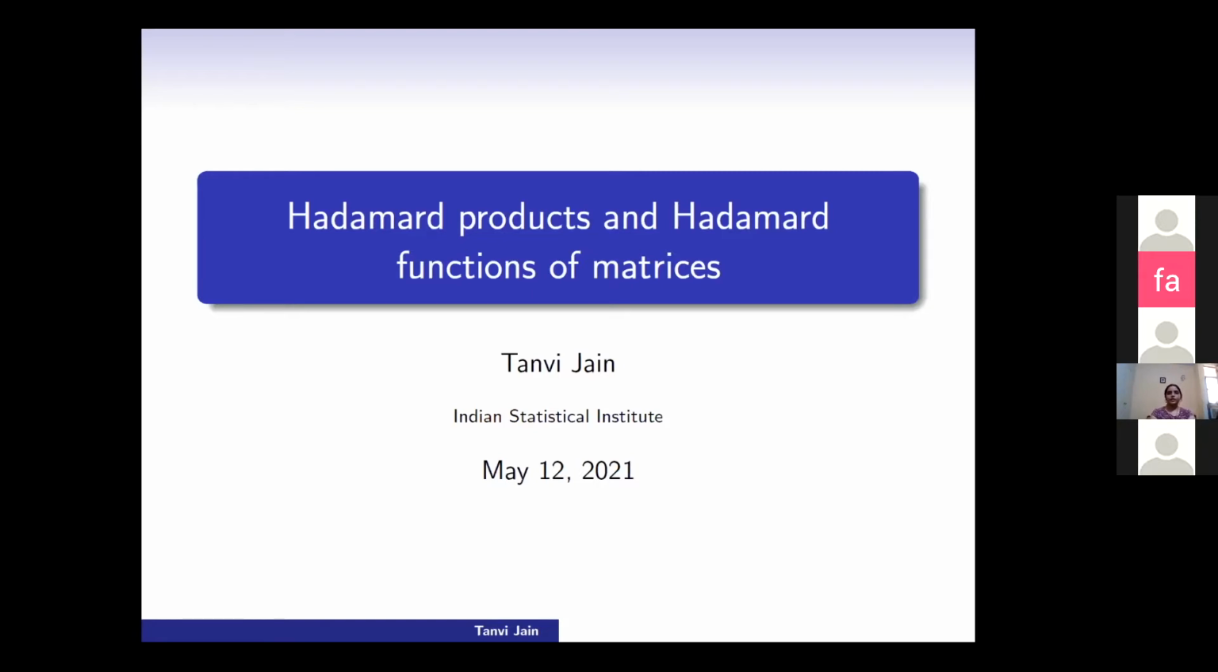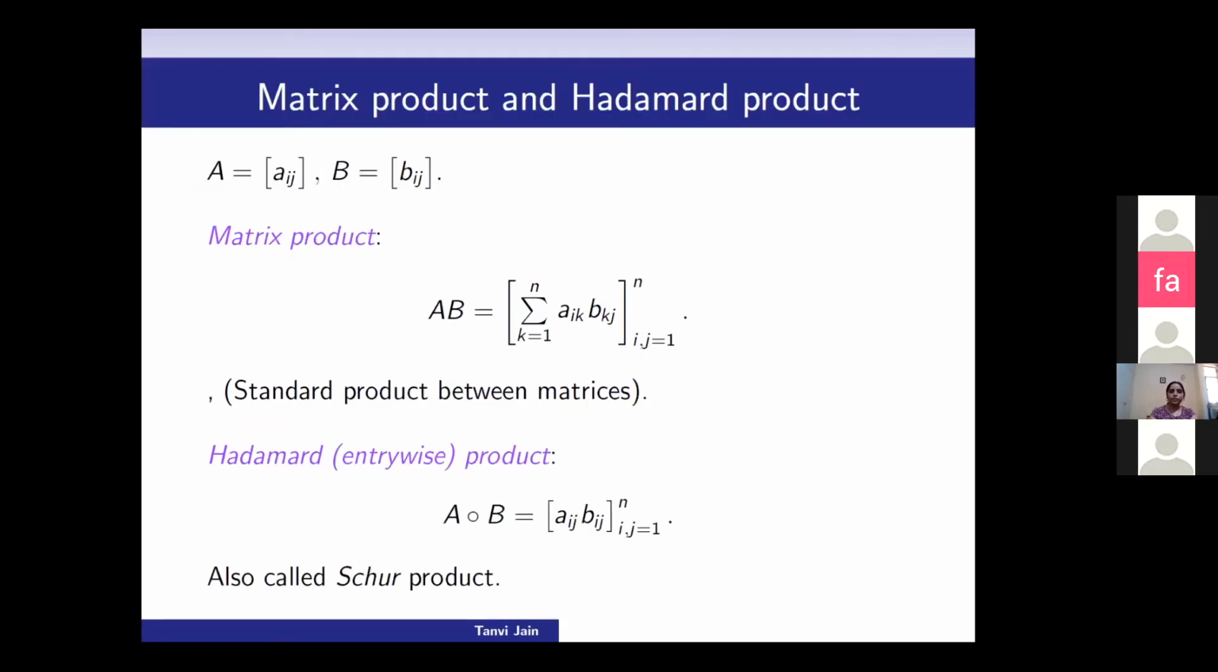Something that is very simple, but you don't see in a regular linear algebra course. When we talk of products between matrices, the first thing that we are introduced to is this: let's take two square matrices A and B, then for the product AB, the ijth entry would be the summation of a_ik b_kj. If you look at it for the first time, it doesn't really look good.